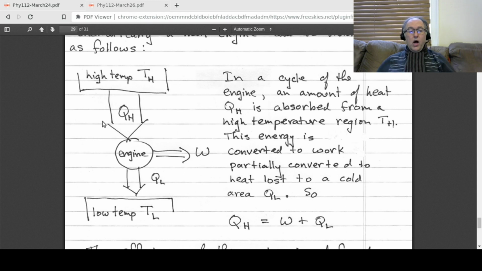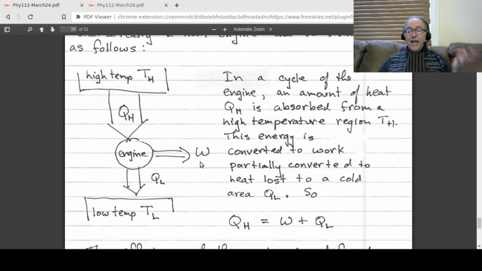All heat engines have this basic schematic to them. Basically, you have to have one region which is hot, a high temperature region, usually called the high temperature reservoir. There's a lot of energy here, in a region where the temperature is hot, T_H for hot. Now, in any one cycle of this engine, you absorb a certain amount of energy, Q_H, in the form of heat. So Q_H is absorbed from the high temperature reservoir.